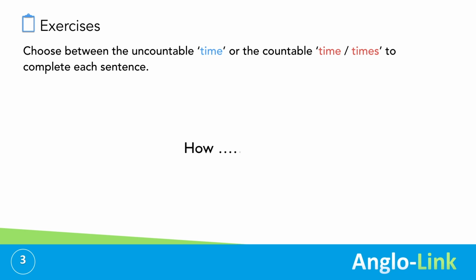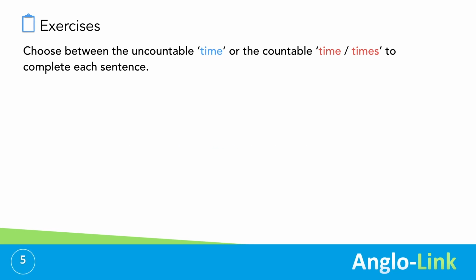Number 3. How flies? We're talking about the passage of time, so it's how time flies. Number 4. My watch stops working. We're looking for the one word that means occasionally. My watch sometimes stops working.